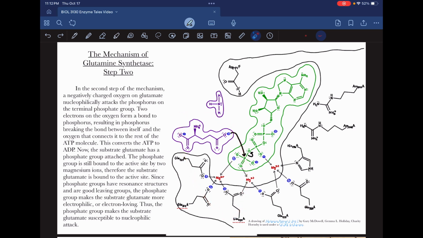Since phosphate groups have resonance structures and are good leaving groups, the phosphate group makes the substrate glutamate more electrophilic, or electron-loving. Thus, the phosphate group makes the substrate glutamate susceptible to nucleophilic attack.